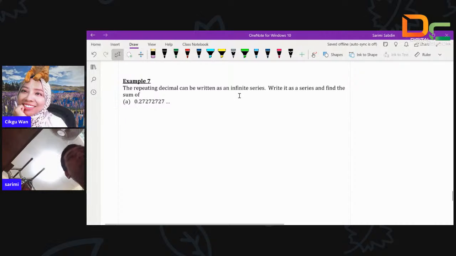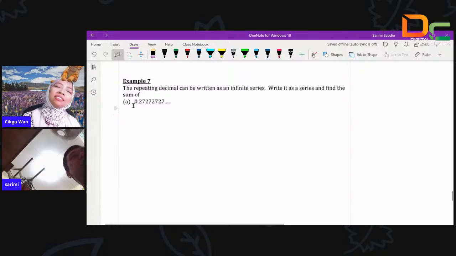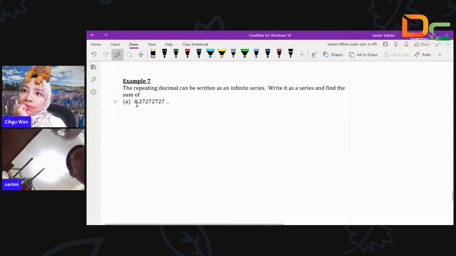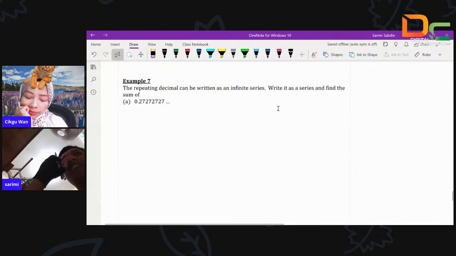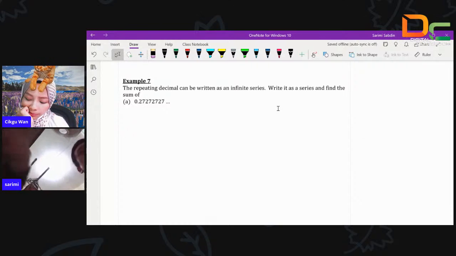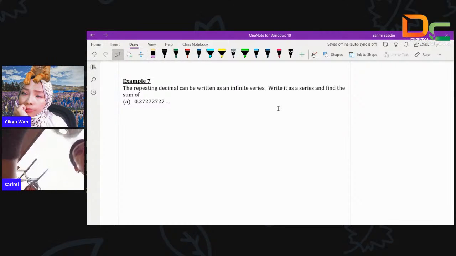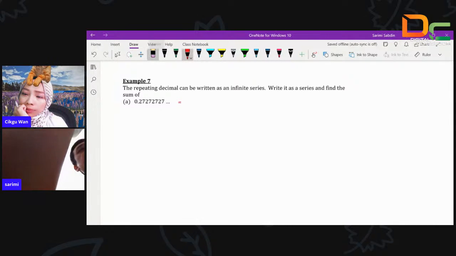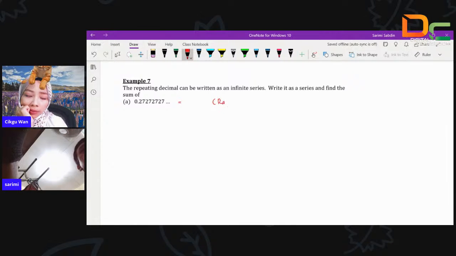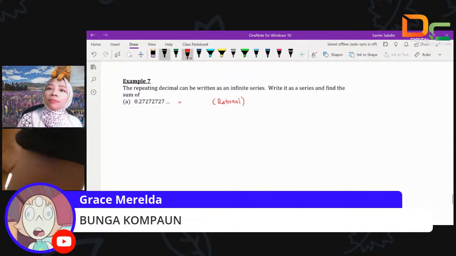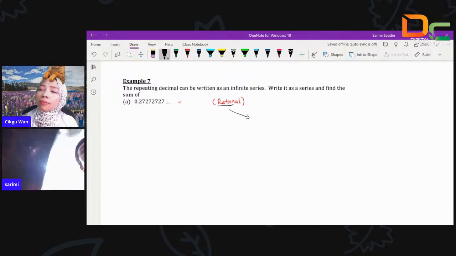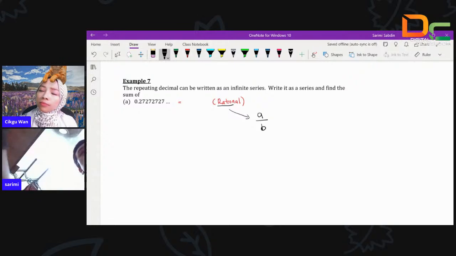One of the information for geometric sequence is to change the repeating decimal, ataupun setengah buku dia tulis recurrent, into a fraction form, ataupun sini dia kata written in some infinite series. Because we know when the decimal is repeating, this is a rational number. Rational came from the word ratio. That means we can form it into the form of fraction A over B. So we can change back this decimal into a fraction form.